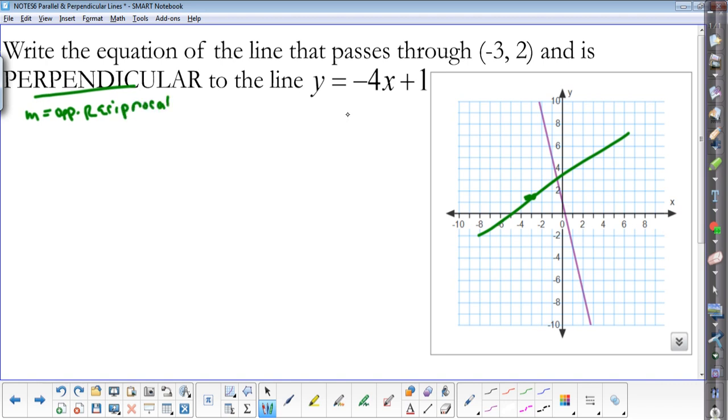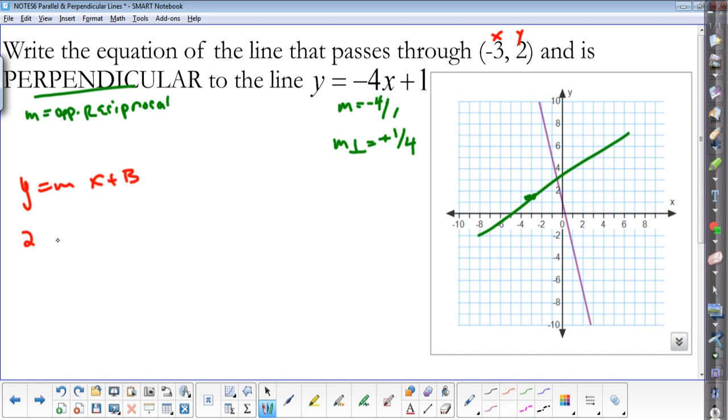So what is this guy's slope? He's negative 4, or negative 4 over 1. The perpendicular slope then has to be the opposite, so positive, flipped, 1/4. So now I have my slope, and to write the equation, I need a slope, and I need an x and a y. So now I can come to what I'm used to doing.